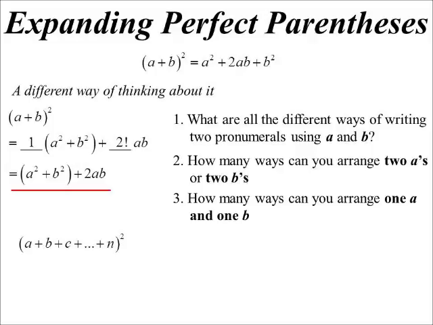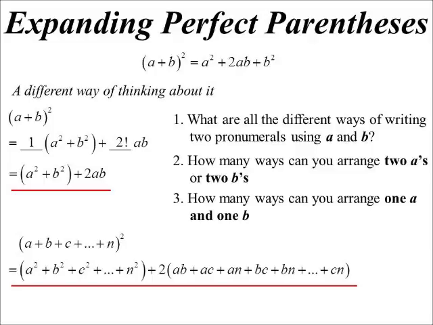If I've got a plus b plus c plus all the way up to n squared, then we should now logically be able to expand that out, because in each one of those I'm going to have two parentheses. I'm going to take one pronumeral. So there's one way I could get a squared, there's one way I could get b squared, there's one way I could get c squared, and so on. But there's only two ways I could get two together, ab, ac, and so on. So any perfect square, no matter how many pronumerals you got in there, is going to be the pronumerals themselves squared plus twice every possible combination of two letters that are in there. That'll be everything to a perfect square.